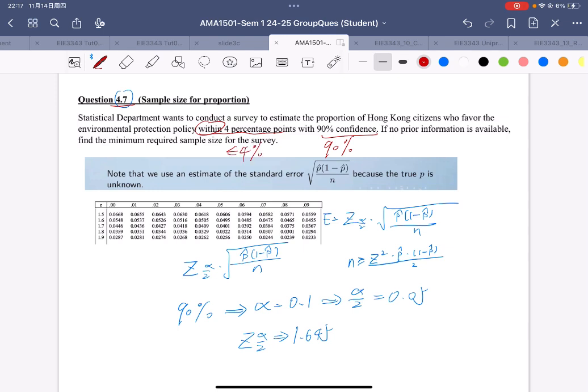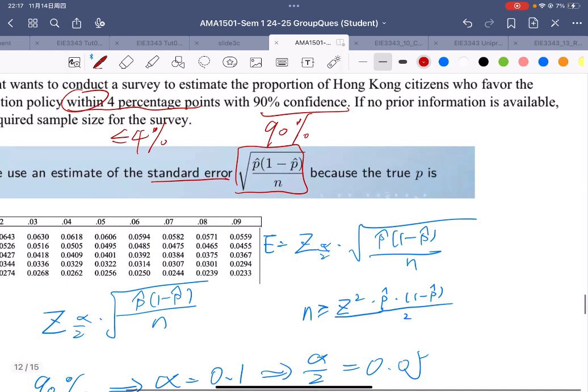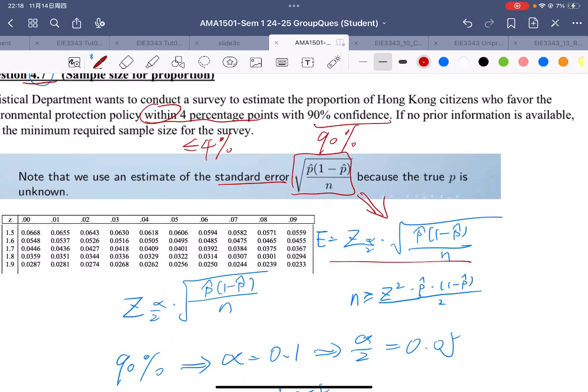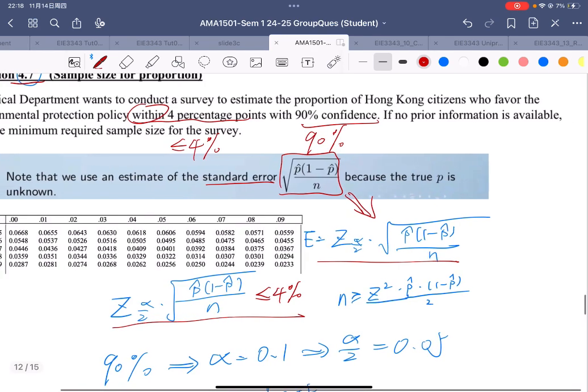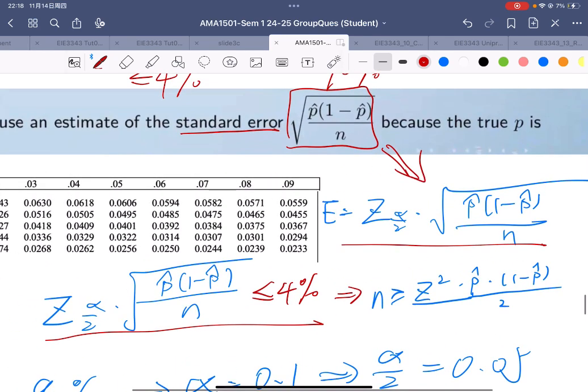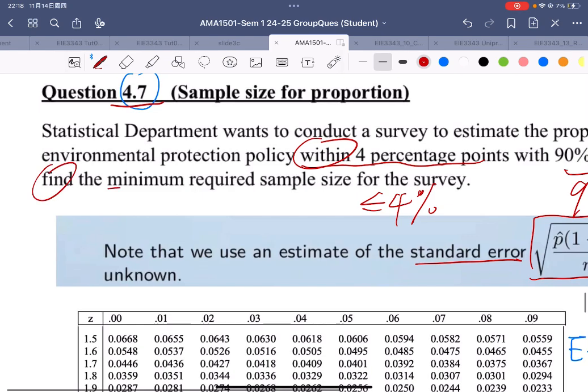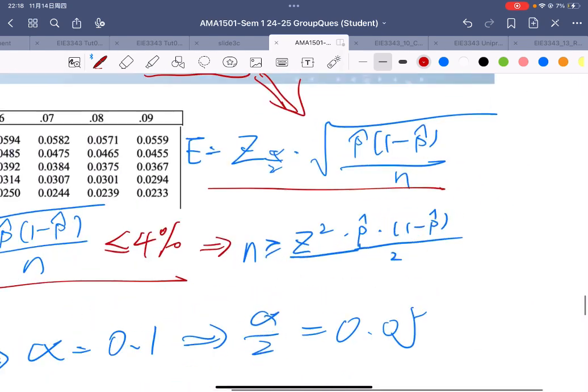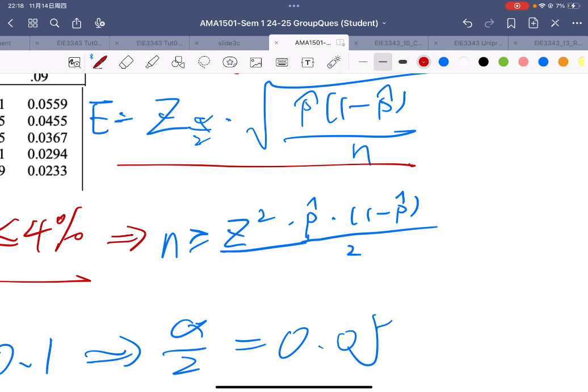As we have learned, the standard error could be estimated with this formula. Therefore, the error of the sample proportion under a certain confidence level could be estimated by the Z value multiplied by the standard error. And we put this formula into this question, we can get this one. Then we transform it into another form, because our final task is to find the minimum required sample size. So we use this parameter to represent n.